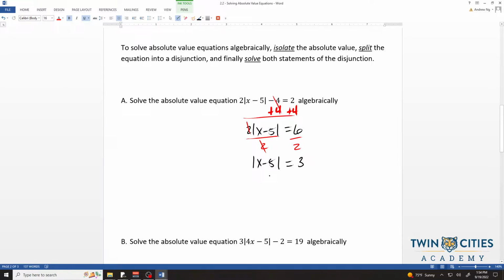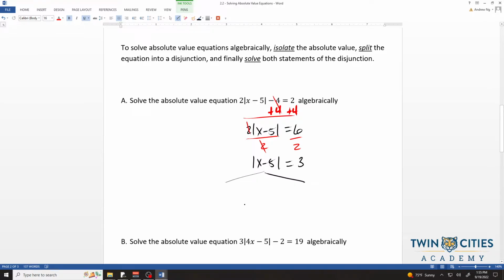Now, at this point, the absolute value is isolated. It is by itself. There's nothing else around it. It's not being multiplied by anything. It's not being divided by anything. There's nothing that's added or subtracted to it. It is just by itself, that absolute value. So the next step is to then split this into what's called a disjunction. So here's how to do this.